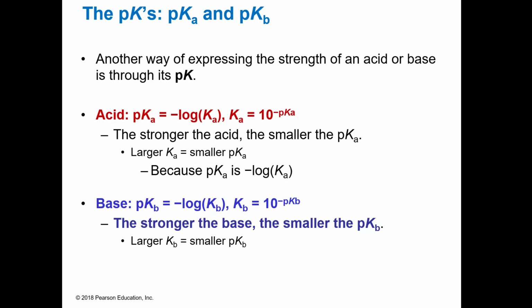So when we're looking at acid-base reactions, another way to talk about the strength of the acid would be its pKa. The stronger the acid, the smaller the pKa, because the larger the Ka, the smaller the pKa, since the pKa is the negative log of that. It's the same thing with the base, except we call that a pKb, which is the negative log of the Kb, which again, remember, is the ionization constant of a base, or the ionization constant of an acid, depending on if it's Ka or Kb.